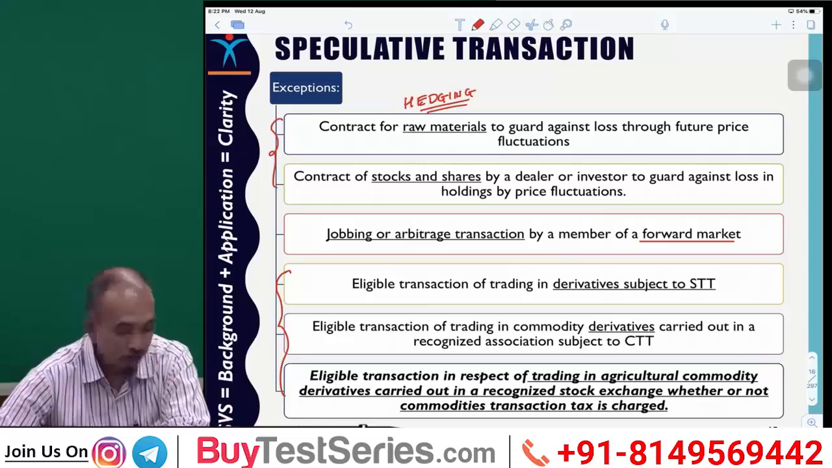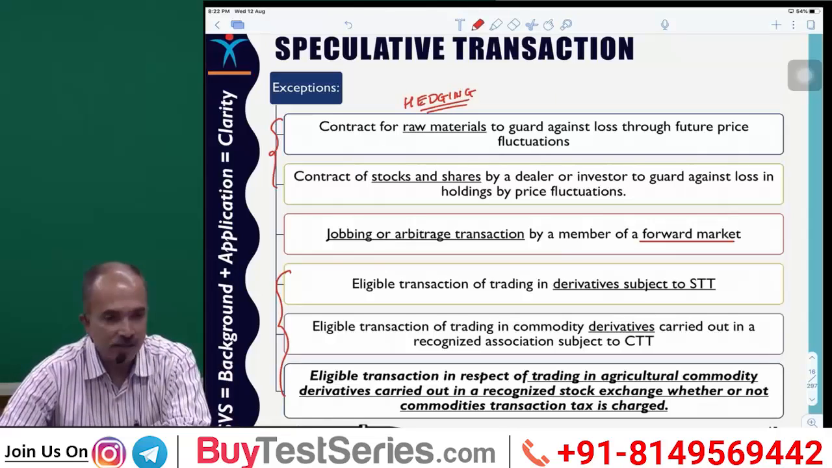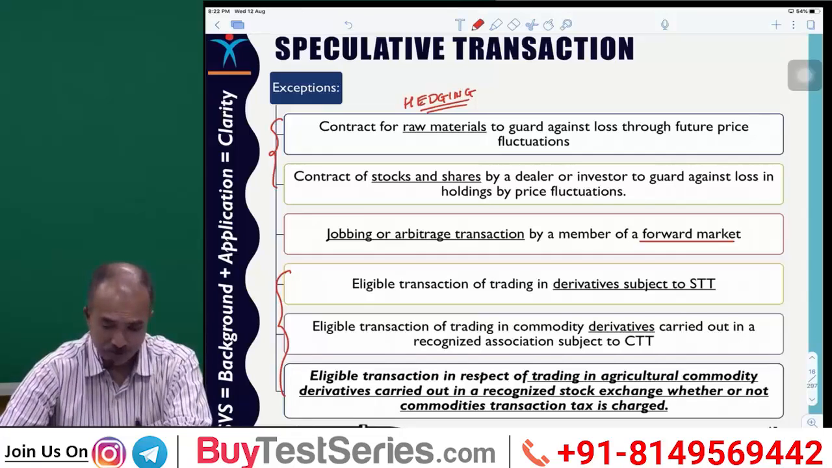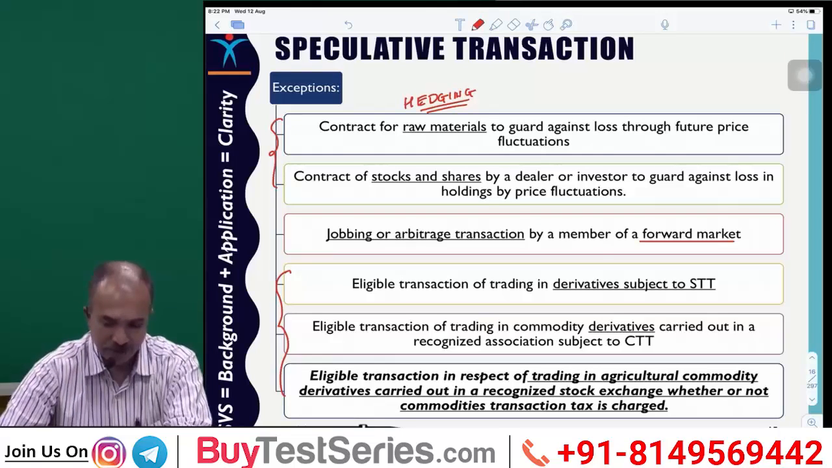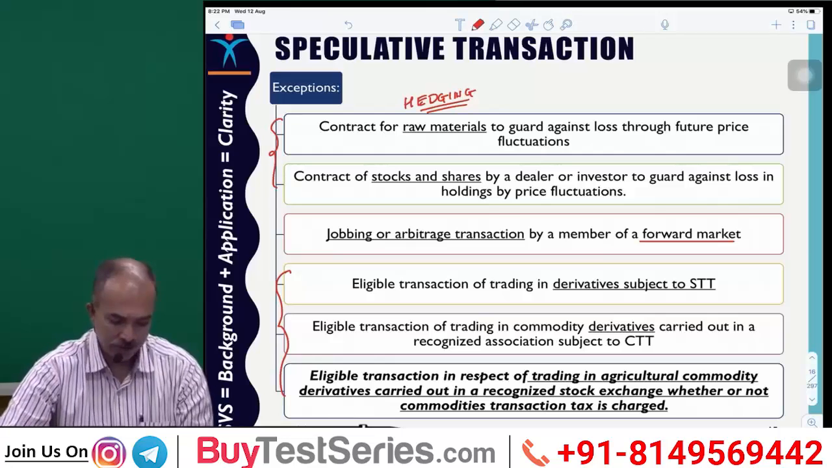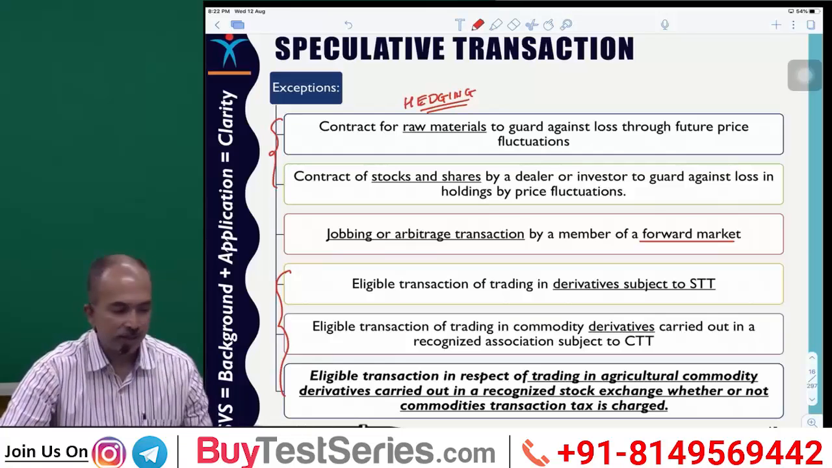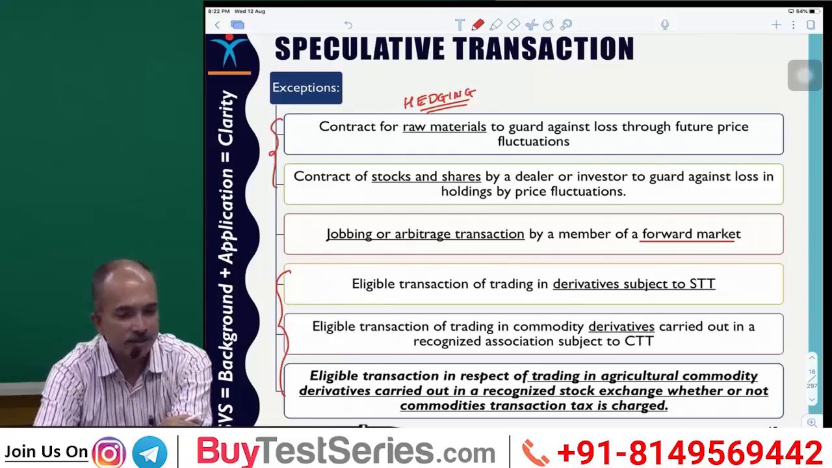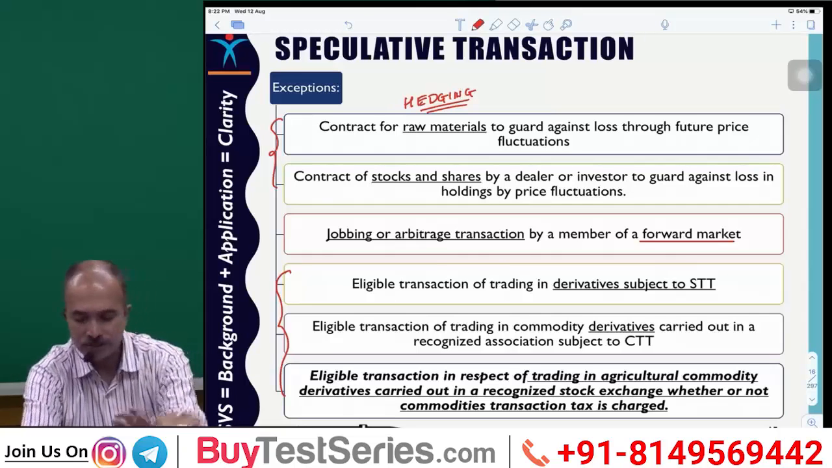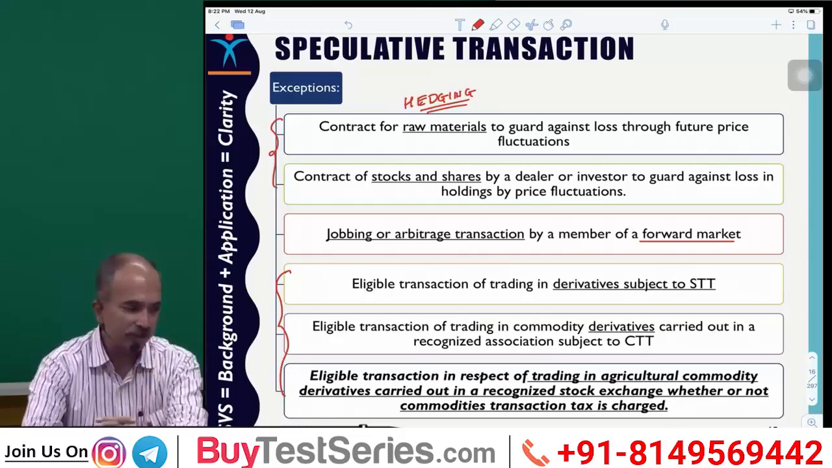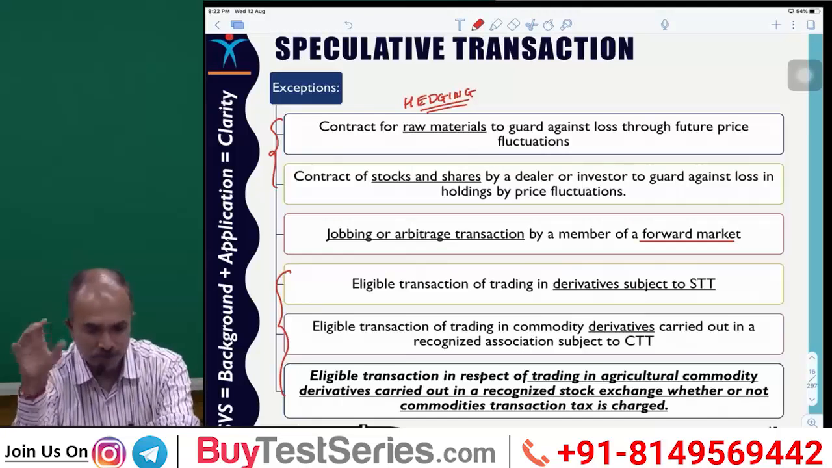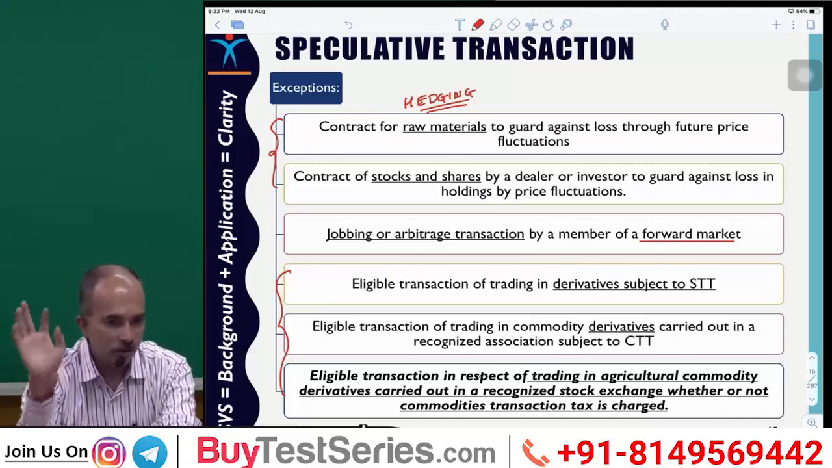Eligible transaction of trading in commodity derivatives carried out in a recognized association subject to CTT, Commodities Transaction Tax. Last one, eligible transaction for trading of agricultural commodity derivatives carried out in a recognized stock exchange, whether or not CTT is charged. So for agricultural commodities, CTT may or may not be charged. Very interesting that derivative, which in principle is 100% pure speculation, is classified as non-speculation.